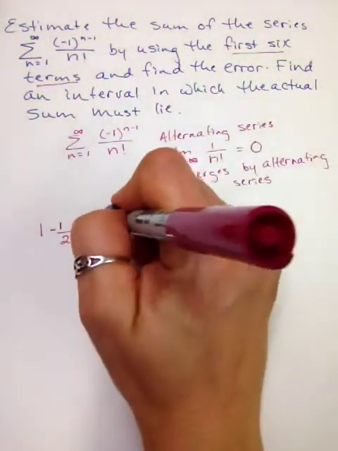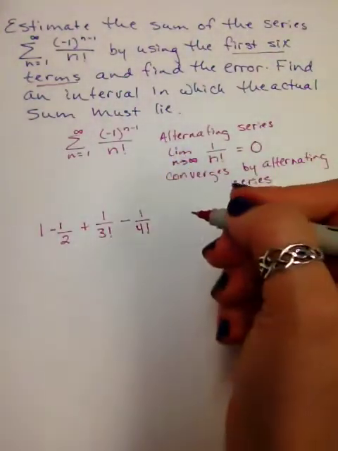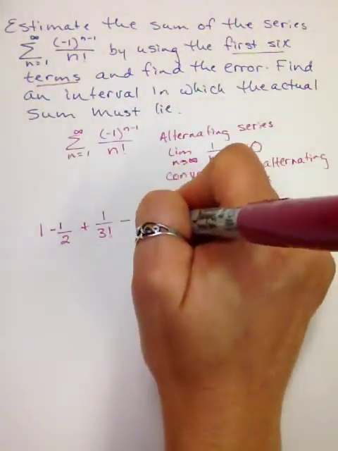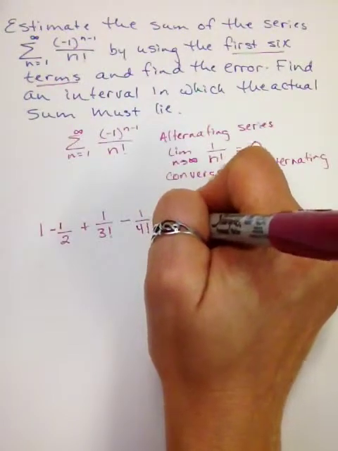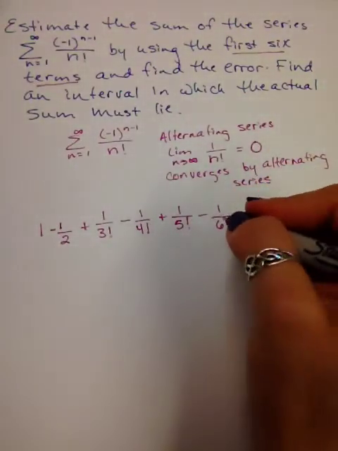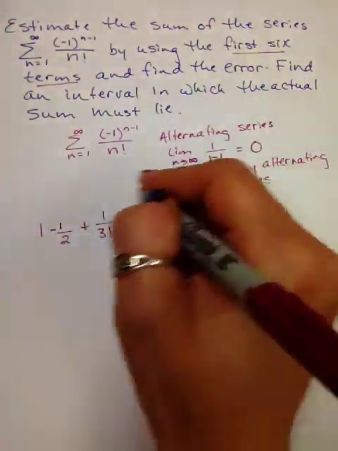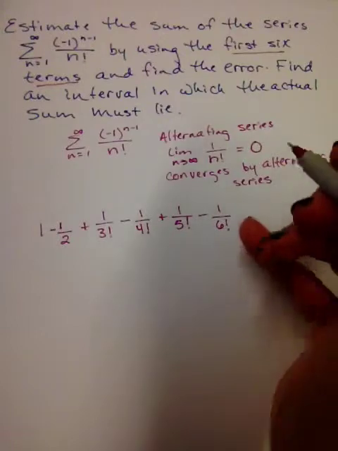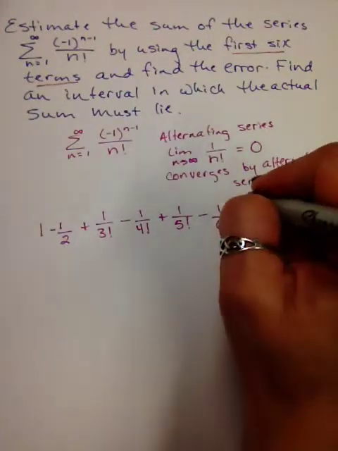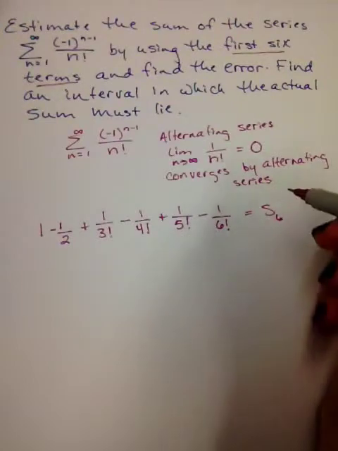3 times 2 times 1, minus 1 over 4 factorial, and it's getting bigger quite rapidly, so this is 1/24, plus 1 over 5 factorial, so 120, minus 1 over 6 factorial, and this would be the estimate they're asking for. Find the estimate using the first 6 terms, so whatever this is, and if they want an actual number, I would either use my calculator or get a common denominator of 6 factorial, something like that, but add this up. So I'm going to call this S sub 6, my 6th partial sum, my estimate.